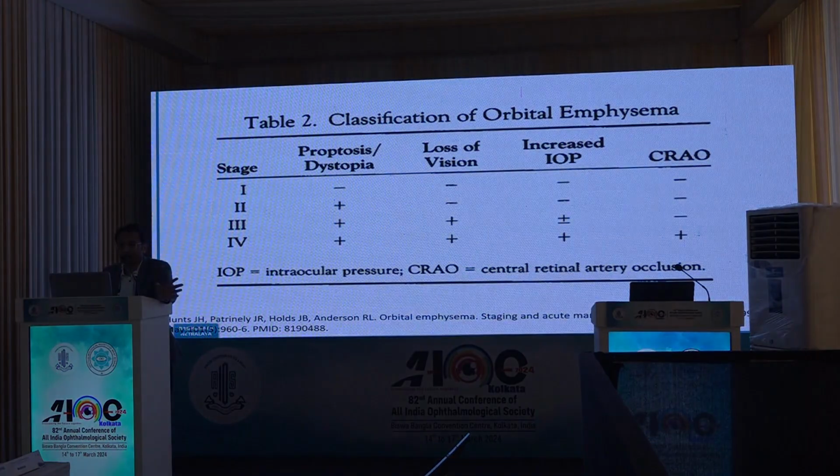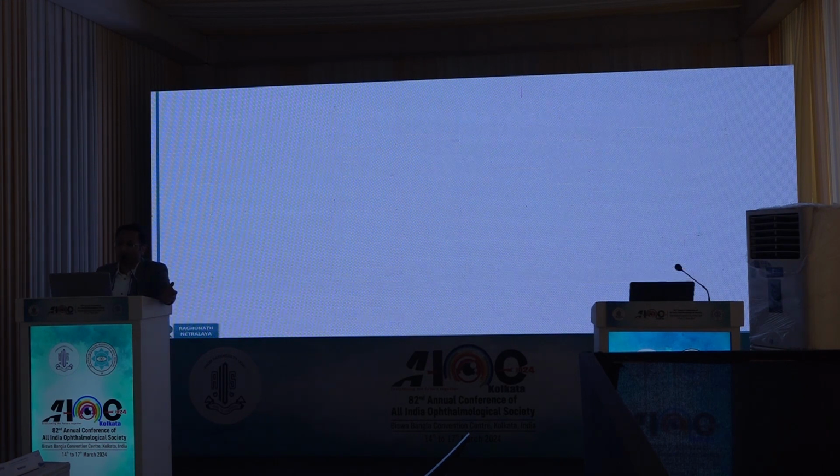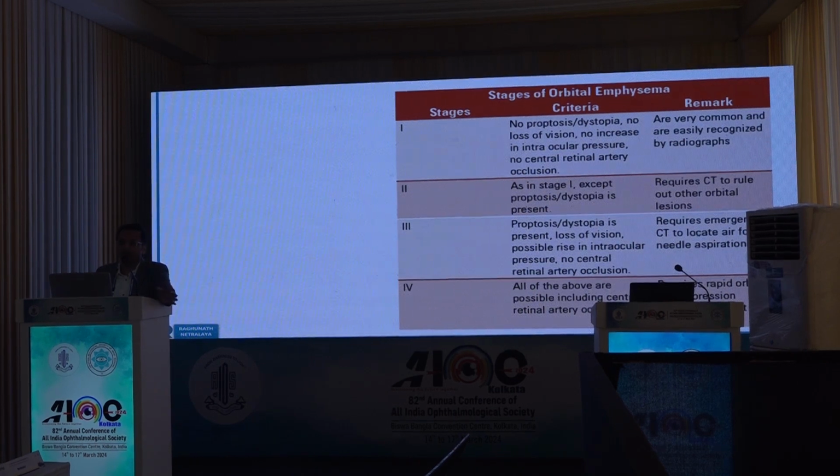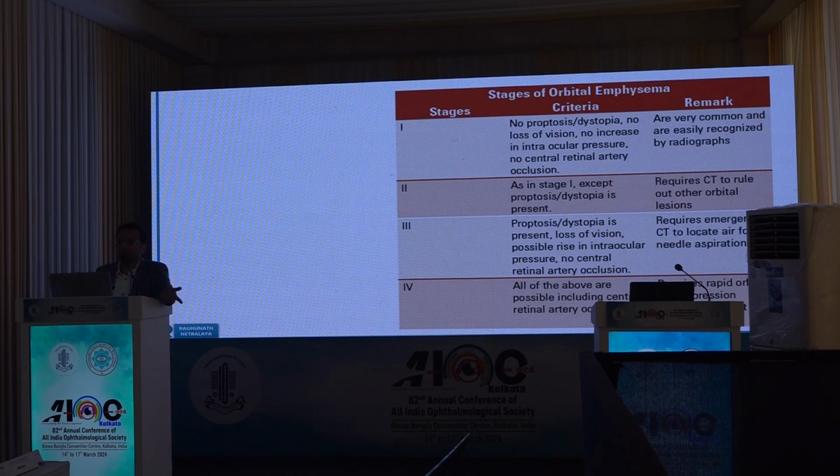And this is orbital emphysema. This is a very old classification. Still we follow the same classification, and accordingly the management depends on how severe your orbital emphysema is. The most common treatment we do is lateral canthotomy and cantholysis, which is the easiest way. You can do it bedside as well. Sometimes orbital decompression is needed.